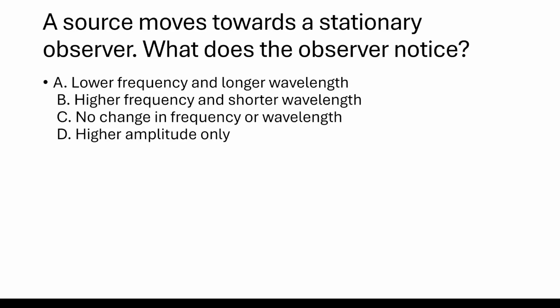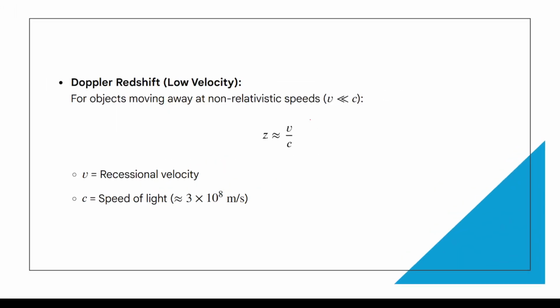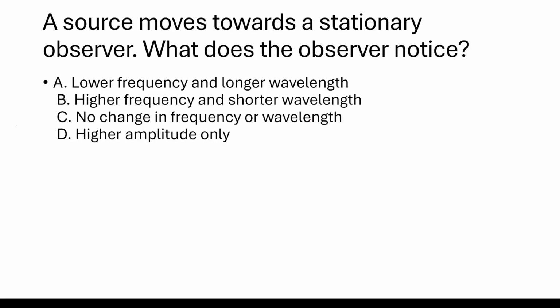A source moves towards a stationary observer. What does the observer notice? If a source is coming towards you, the frequency would increase and wavelength would decrease. It would be blue shifted. So it would be the second one. Always pause before you check answers with me.